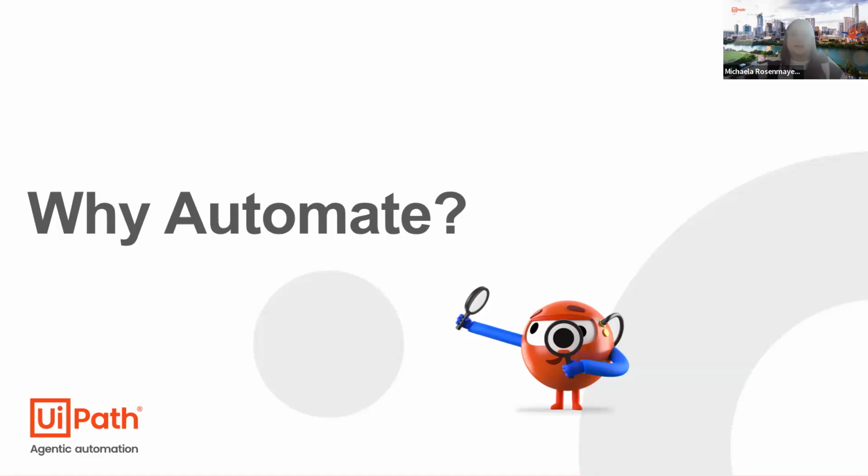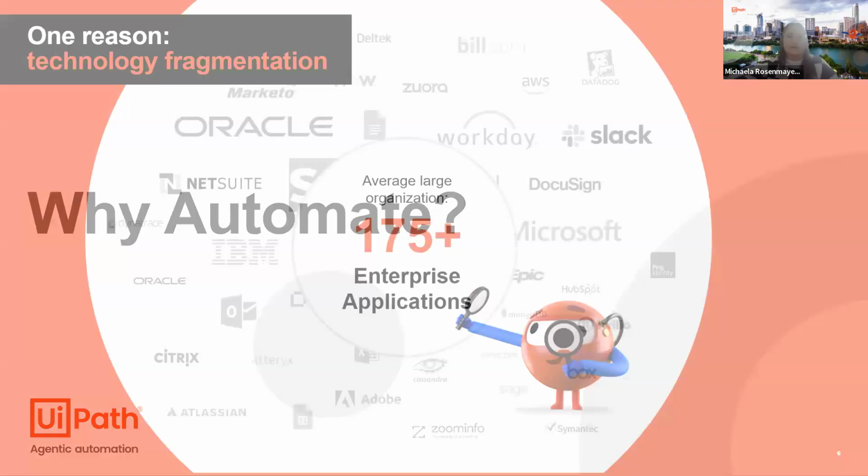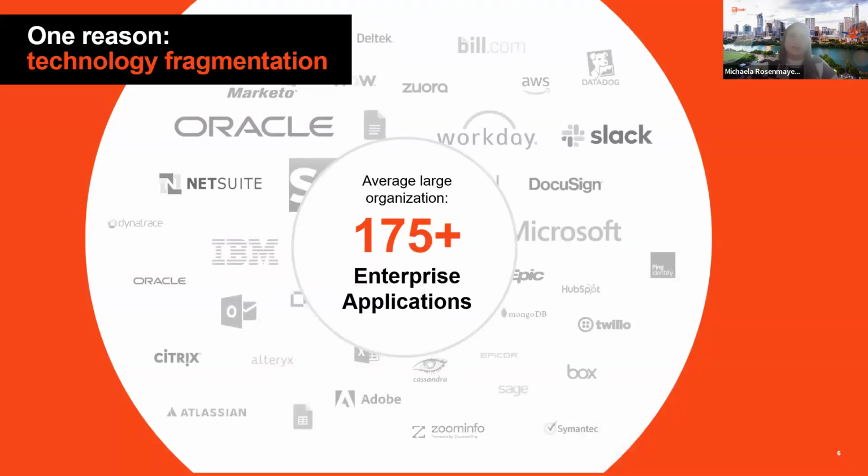So I know I just said I would start with who is UiPath, but in order to understand the reason for our company, everyone first needs to understand the purpose of automation. A major reason is that so much technology investment is going into specialized enterprise applications. The average large company has 175 plus different enterprise applications, creating a very fragmented technology landscape.